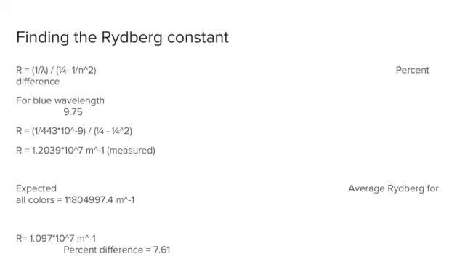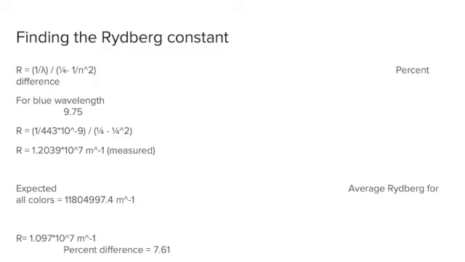All right, now we're going to find the Rydberg constant, and this is the whole purpose of activity 2. We have our equation over here, and for the blue wavelength, I've shown you a sample calculation of what we did. We put the wavelength in there, and our n is 4 because the electron jumps from shell 4 to 2. Our measured value for the Rydberg constant was 1.2039 times 10 to the 7 meters to the negative 1, and our expected was the Rydberg constant of 1.097 times 10 to the 7 meters to the negative 1. So we had a percent difference in this one of 9.75.